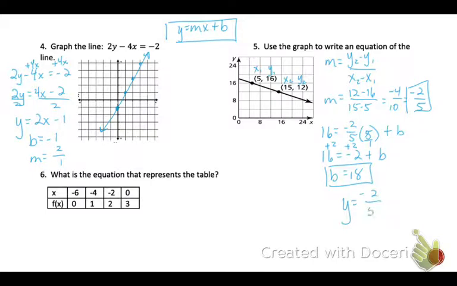I could have estimated that from the graph, but it's better to just work the equation and know exact. So now I can write the equation, and you can too. So it's y equals -2/5 x plus 18.